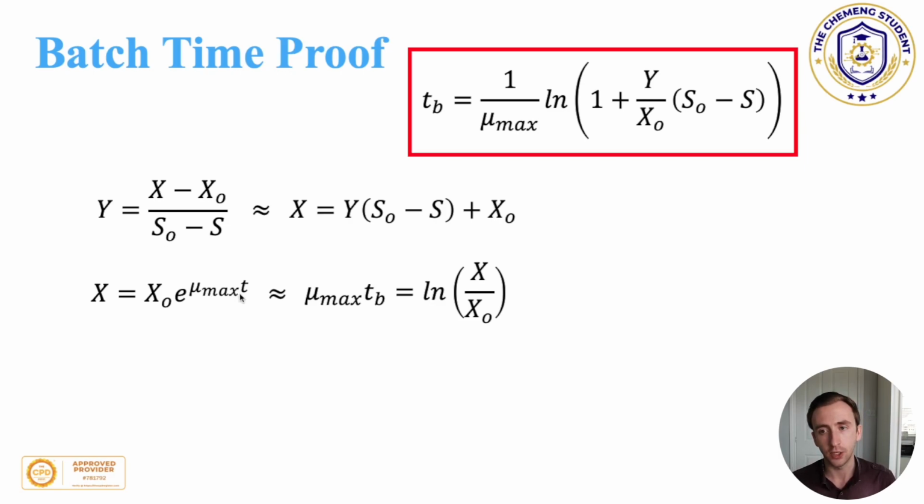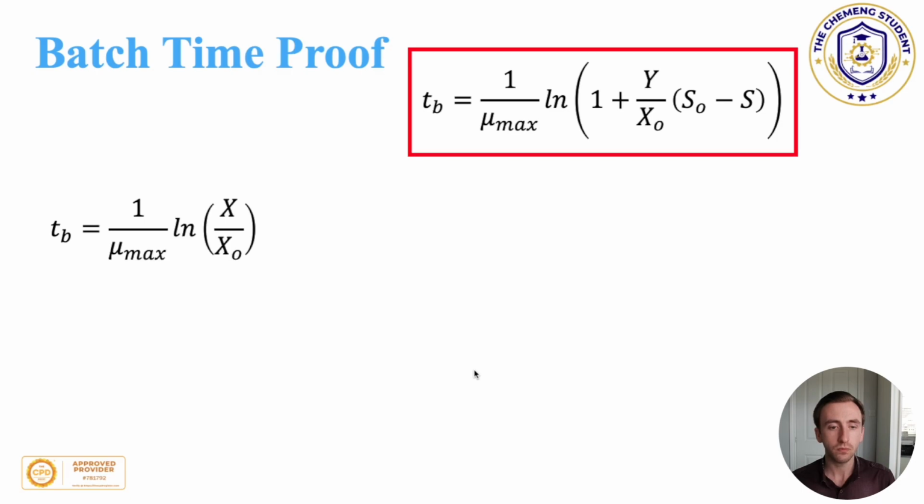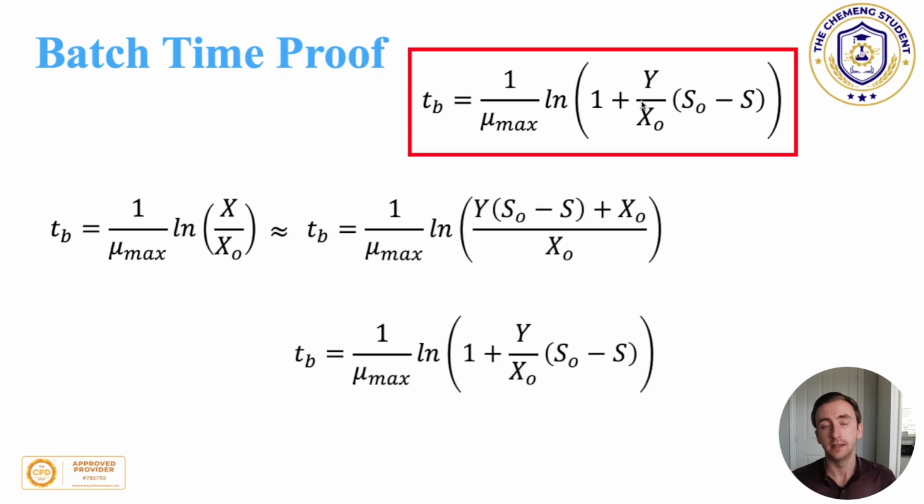Now granted, this t could be any specified time, but because we're talking about the context of batch, we'll give it its subscript b. Now simplifying this, we take the logs of each side, we'll divide by mu max, so we see here that we get 1 over the maximum growth rate log x over x naught. Now we're almost there. We can now substitute in x into this final equation, and what we end up with is the equation for our particular batch time. So you can see the derivation, and you would basically apply this to any other given system that you want.